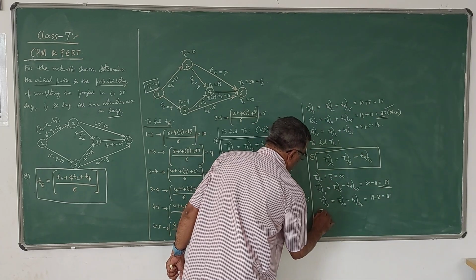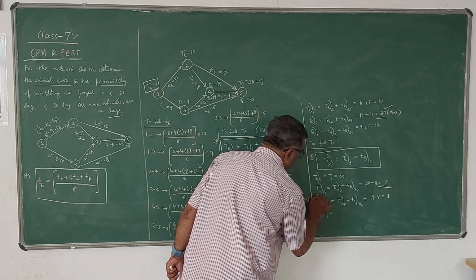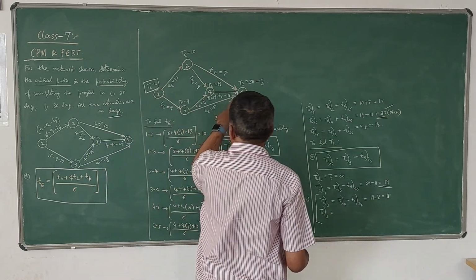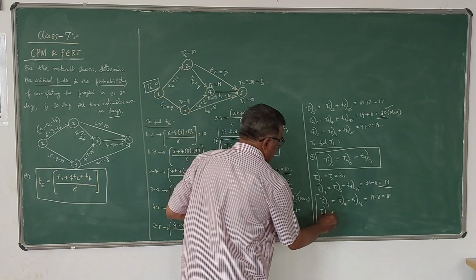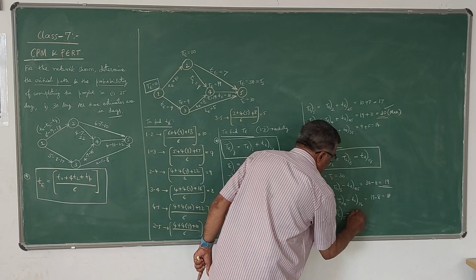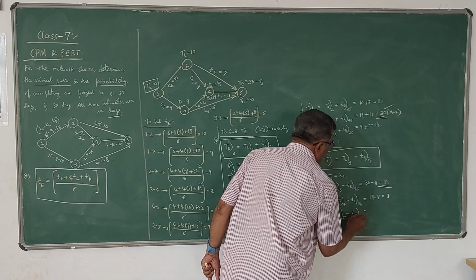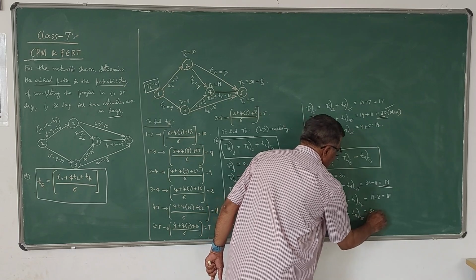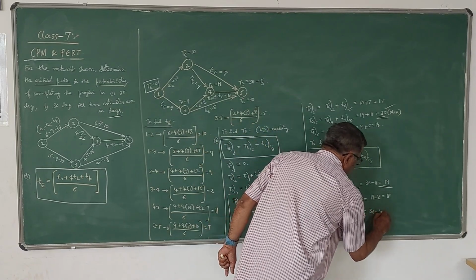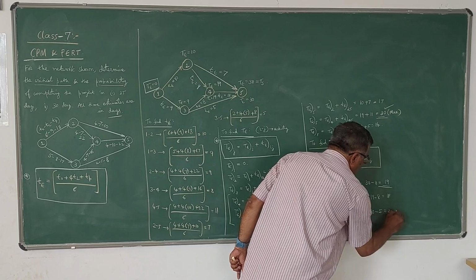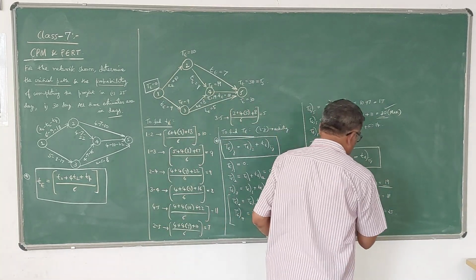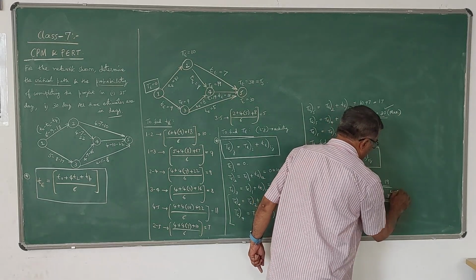Next, TL of 3 can also be found out. There are two options here. By taking this 5, because this 5 is also linked with 3. So it is TL5 minus TE of 35. TL5 is 30 minus TE of 35 is 5. So it is 25. So among these two we have to take the minimum. So among these two, minimum is this 11.